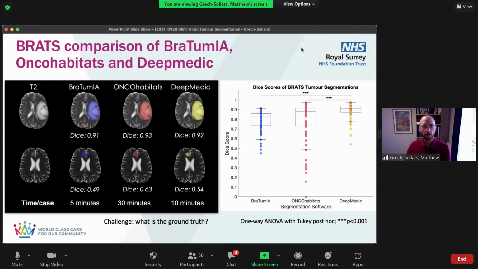So this is the BraTS comparison. So this is the BraTS data set and a comparison of the three different software. So top row, you'll see a really good segmentation of this tumor. So there's a T2 axial on the left and then the three different software. And you've got quite a high Dice score, which is what you'd expect here.